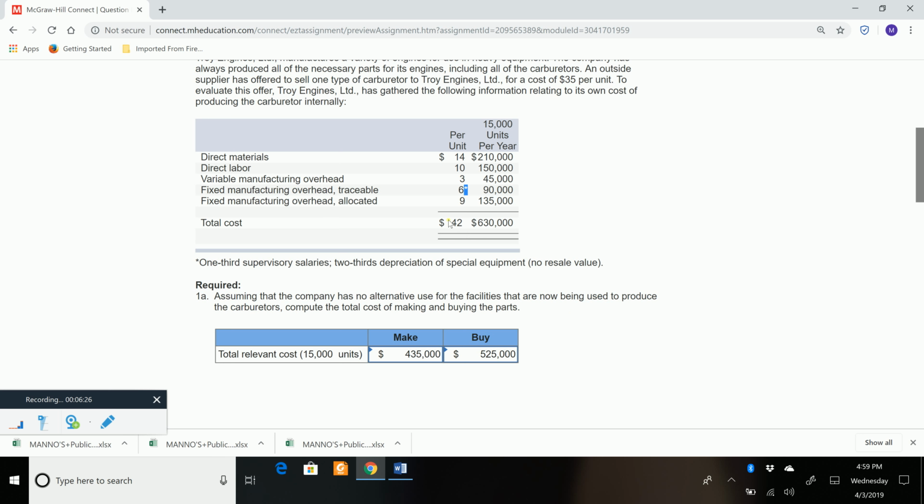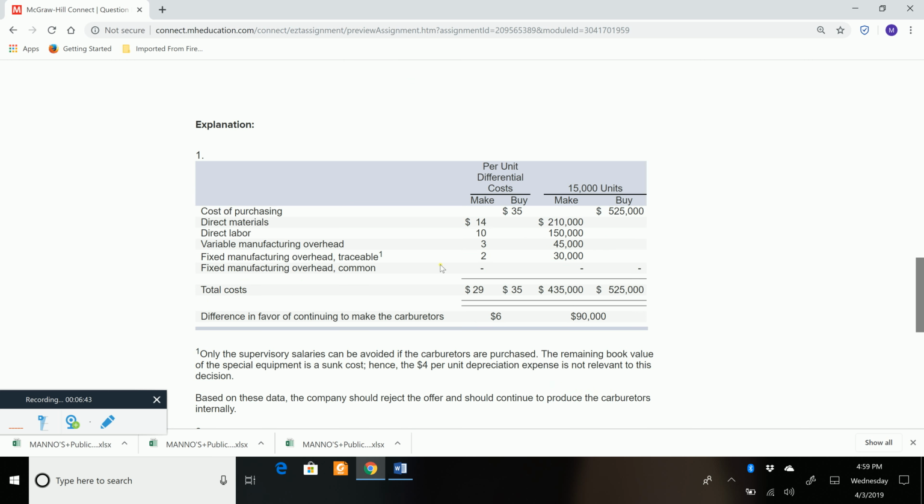So the question is, out of the $42, how much of this is relevant? Meaning, how much of the $42 would be eliminated if we went and bought it from somebody else? So let's take a look down here. Is the $14 relevant? Yeah, sure, because we'd have to buy it if we made it ourselves. But if we didn't make it, we wouldn't have to pay for it. How about the labor? Yep, that's relevant. The variable overhead of $3, yeah, that's relevant. And how about the traceable?